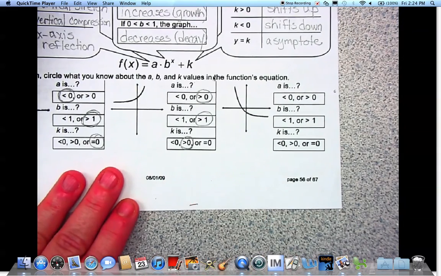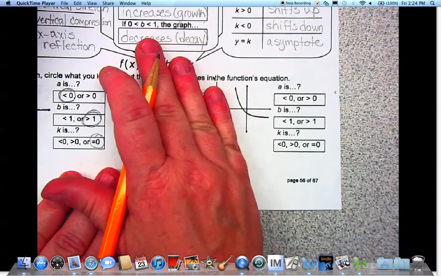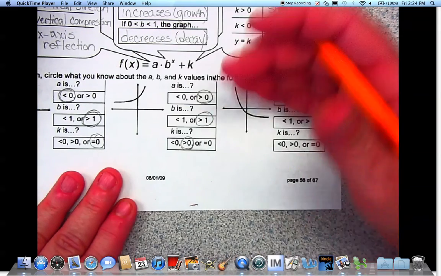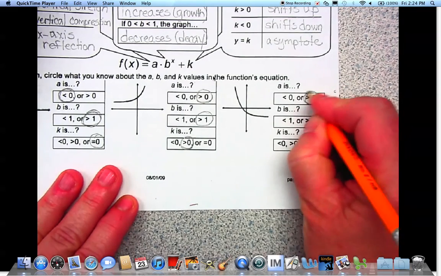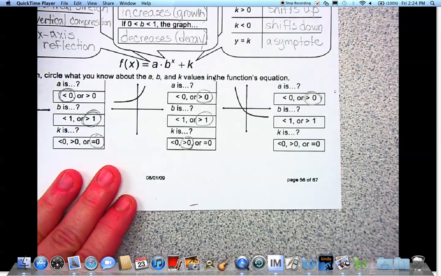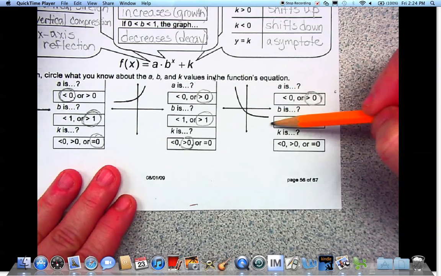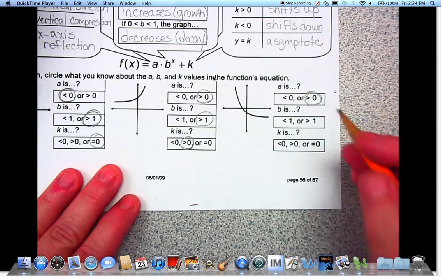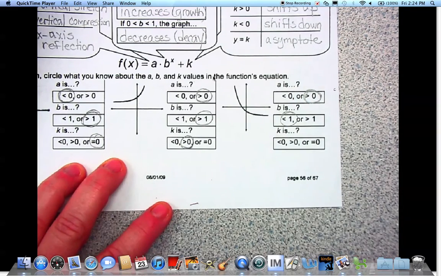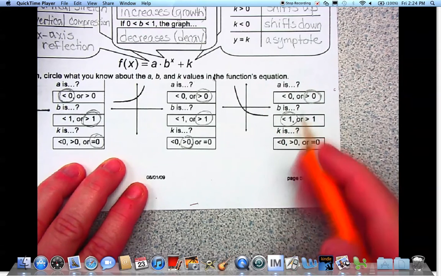Okay, now this one, is it flipped over? It's flipped over the y-axis, but not the x-axis. So A is still greater than 0. It's not flipped over the x-axis. Is it growth or decay? It starts up and goes down. So if it's going down, it's decay, so B is less than 1. And K, is K at 0? Less than 0. Yep, less than 0.